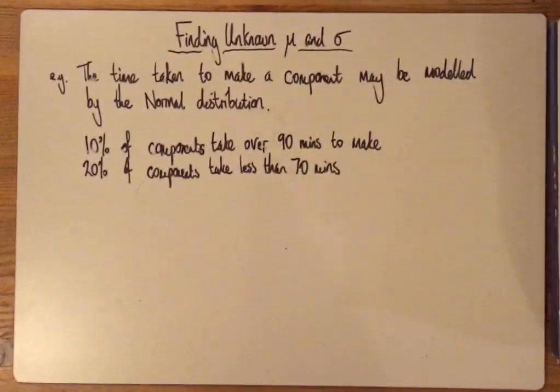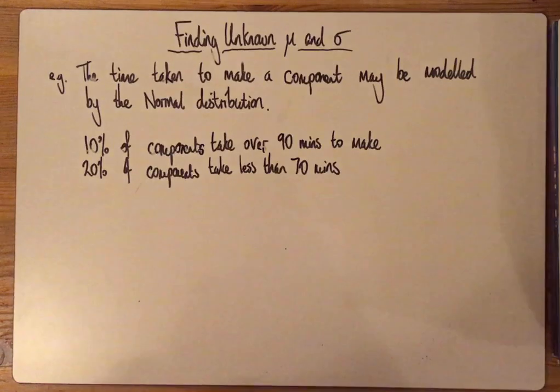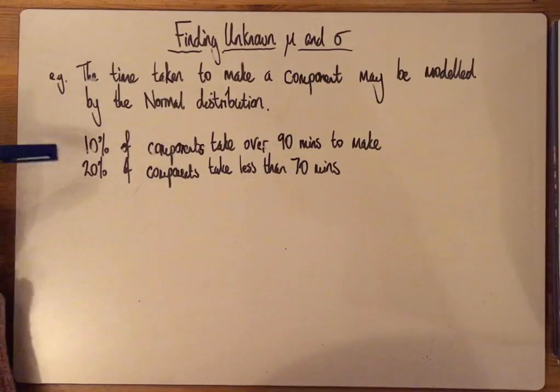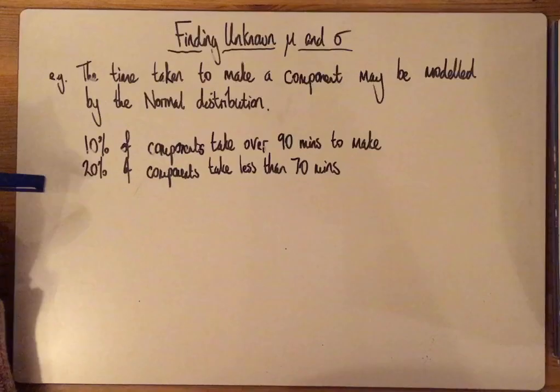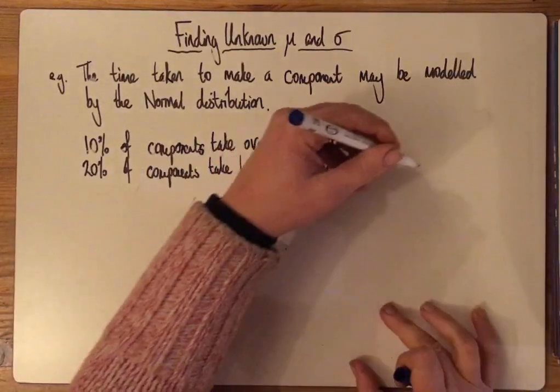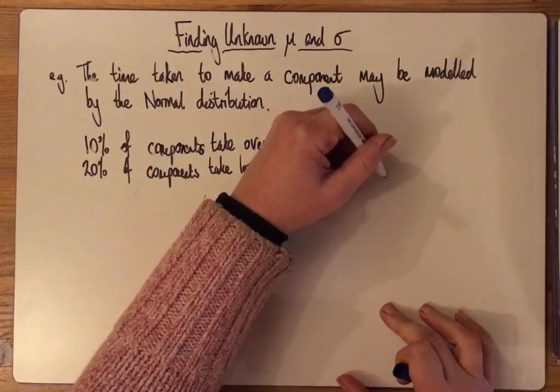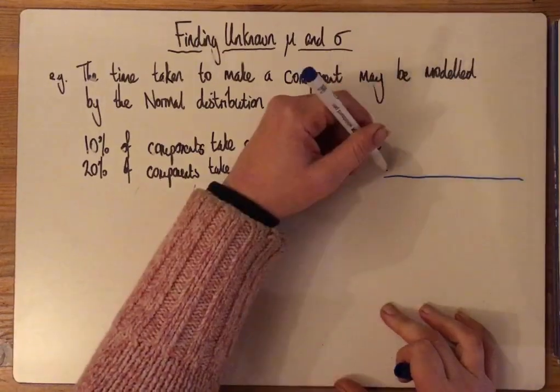Okay, so this one, you need to find the mean and the standard deviation. The time taken to make a component may be modelled by the normal distribution. 10% of components take over 90 minutes and 20% take less than 70 minutes. So the way that's going to look on a normal distribution sketch.